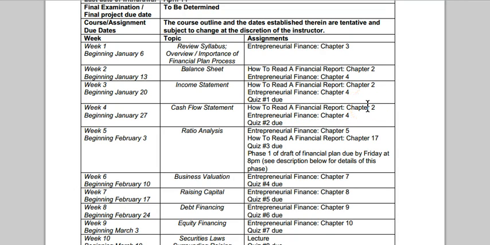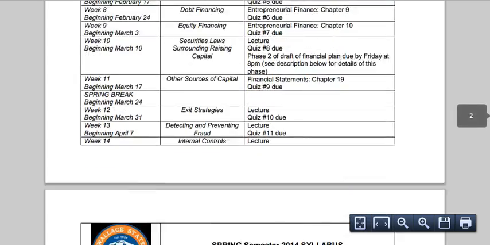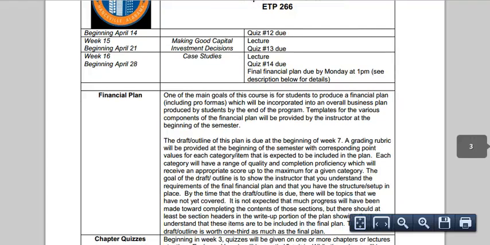That is correct, and the reason is because chapter 2 covers balance sheets, income statement, and cash flow statement. And similarly, in the entrepreneurial finance book, chapter 4 covers those same topics: balance sheet, income statement, and cash flow statement. So that's the reason that these look almost identical. But we will only be covering the specific topic from those given chapters. Okay, all right. Let's see if there's anything else that we need to be aware of from the syllabus.